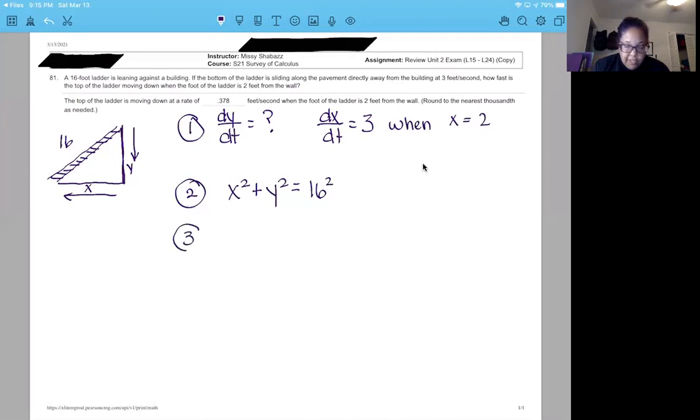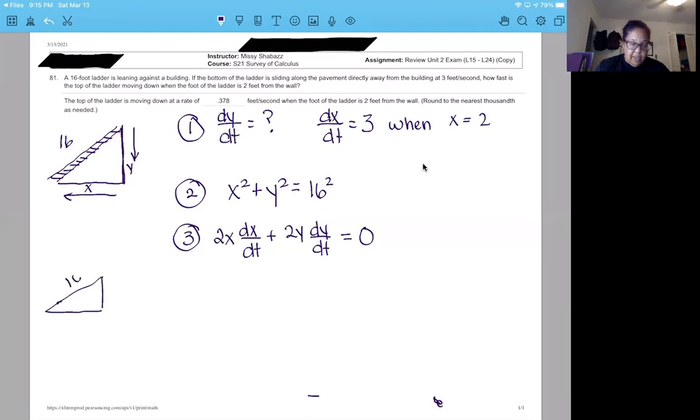The third part is to take the derivative. So I have 2x dx/dt plus 2y dy/dt equals 0. All right, and now we're ready to plug in. However, we do not know what y is, but we can find y. Since x equals 2, and I know the hypotenuse is 16, then I can figure out what y is.